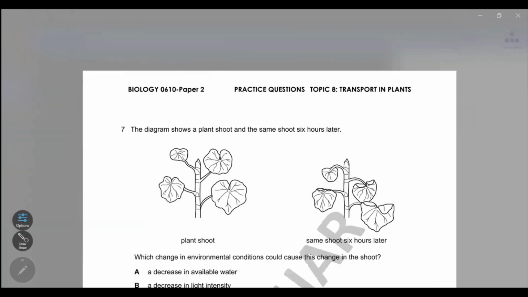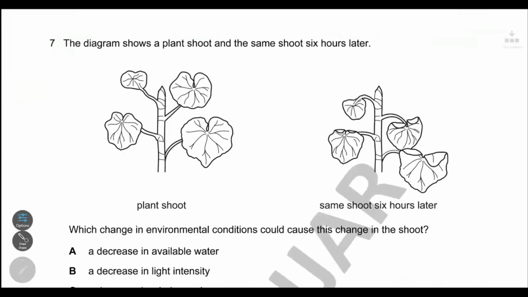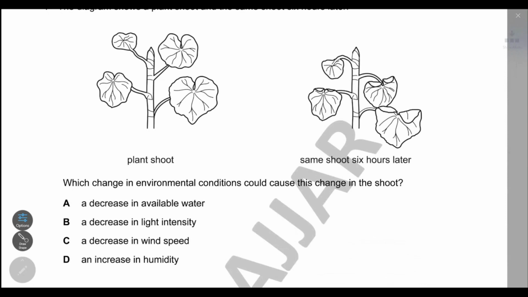Okay. Here, question number 7. The diagram shows a plant shoot and the same shoot 6 hours later. Here is the plant shoot, and the same shoot 6 hours later. Which change in environmental condition could cause this change in the shoot? What happened? It's withered, wilted. So let's carry on and find out the reasons why.